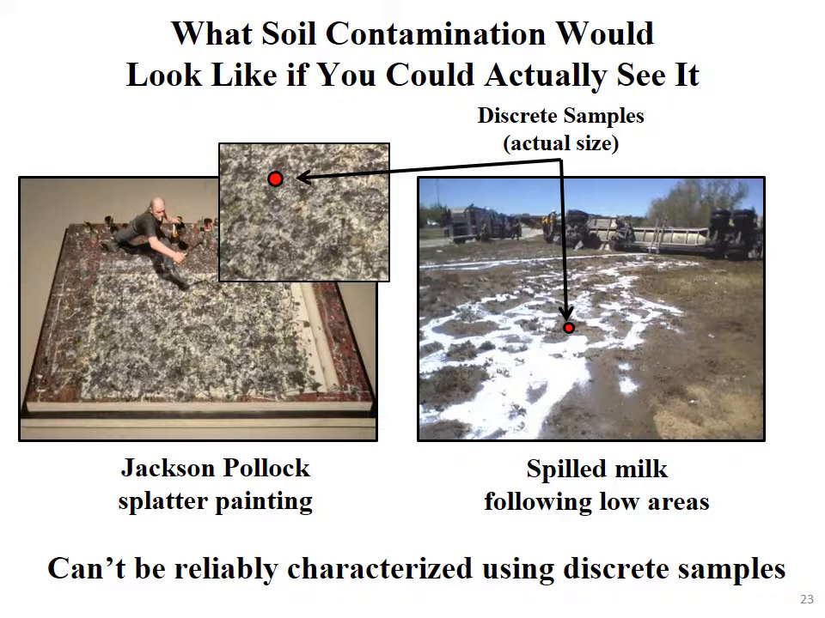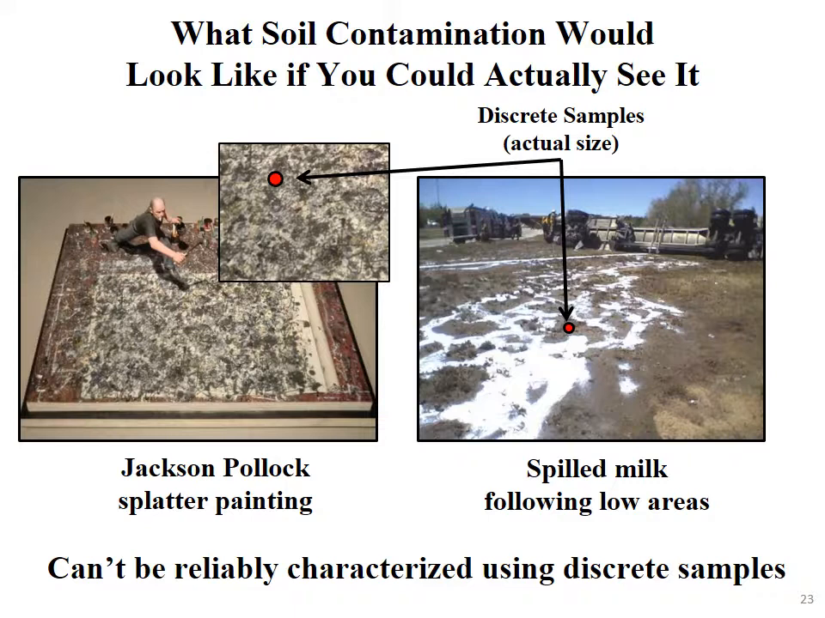It's just splattered on. This red dot is about the size of a discrete soil sample. Imagine moving this red dot around this canvas or even on this site and measuring concentrations of black or concentrations of PCB, they'd be completely variable. It's completely random with even a small area what concentration of black or PCBs you would get.